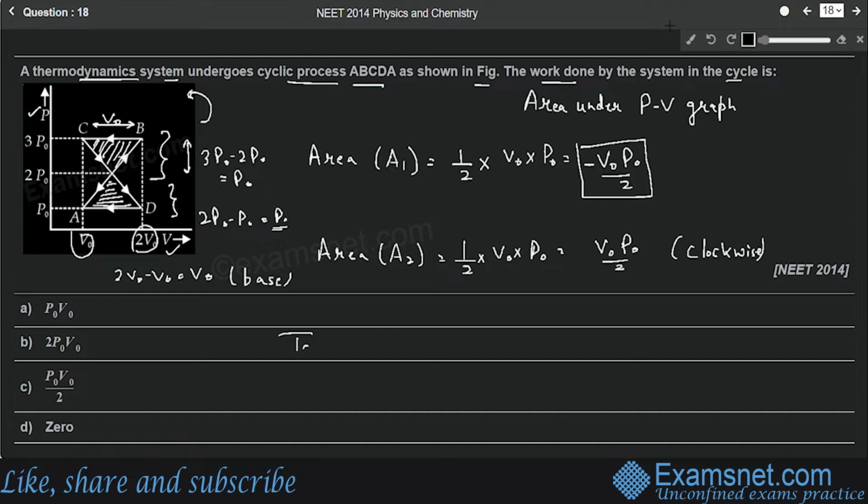So the total area will be equal to minus V0 P0 by 2, that is A1, plus A2, that is V0 P0 by 2. So since the magnitudes are same but the signs are opposite, the result will be 0. Okay, this is the total area, that means the total work done. So work done will be equal to 0. That means option D will be the correct answer.